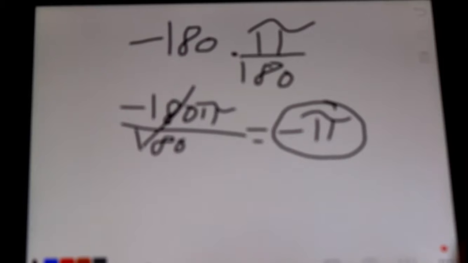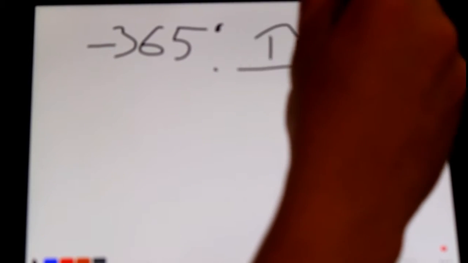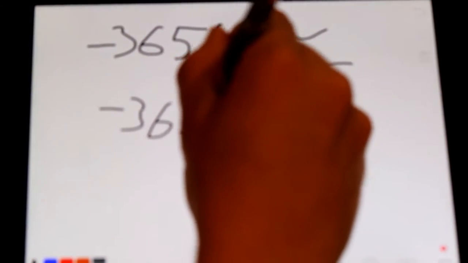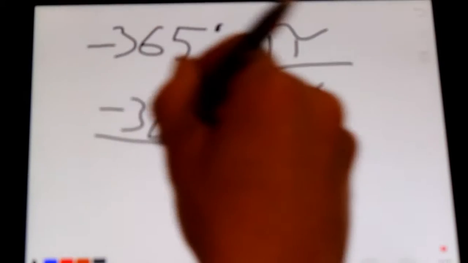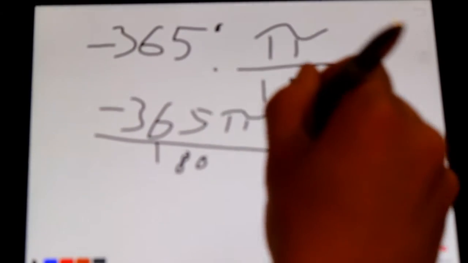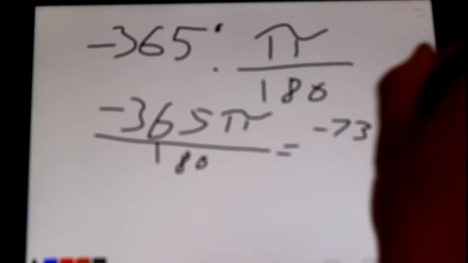Now, for 13D, it gives us negative 365 degrees. Same thing, we're going to multiply by pi over 180. And when reduced, we're going to get negative 365 pi over 180. And then when reduced, we're going to get negative 73 pi over 36.